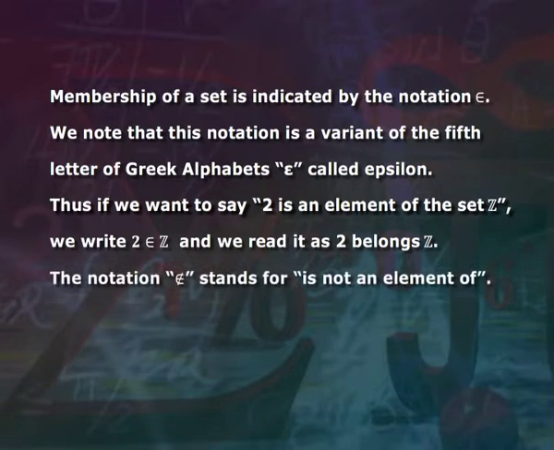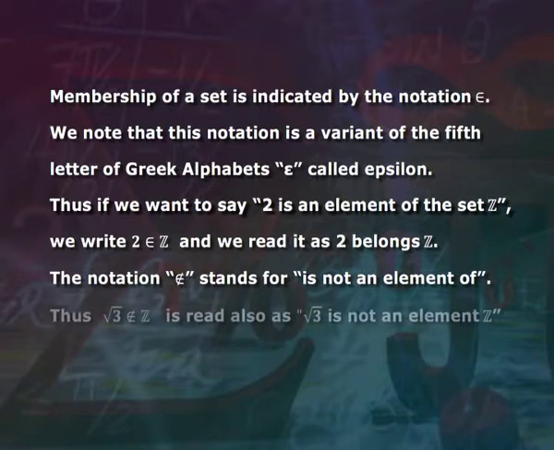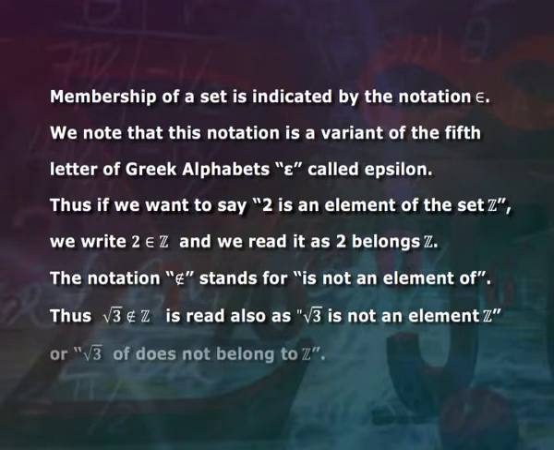The notation does not belong to stands for is not an element of. Thus, square root 3 is not in Z is read also as square root 3 is not an element of Z, or square root 3 does not belong to Z.